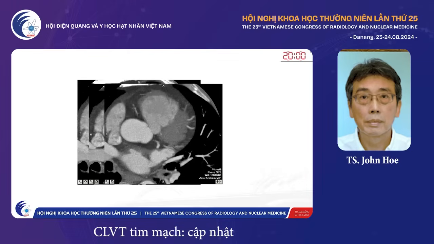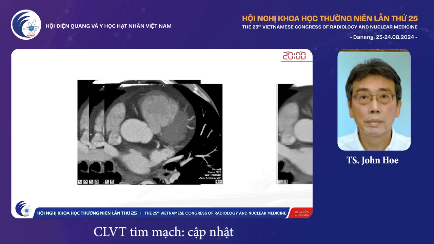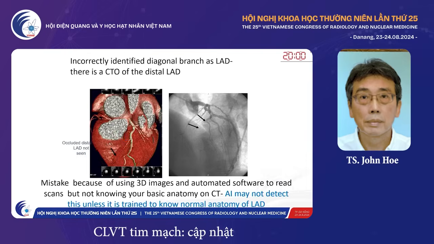and then you don't see it. There's no contrast there, and what you're seeing there is the diagonal branch. So what's happened is the software has tracked up this wrong vessel, okay? And there's actually an occlusion of the distal LAD. So you should not miss this, because this mistake is because of using 3D images and automated software to read the scans and not knowing your basic anatomy on CT. I'm not sure if AI will detect this until it's trained to know the normal anatomy of LAD.